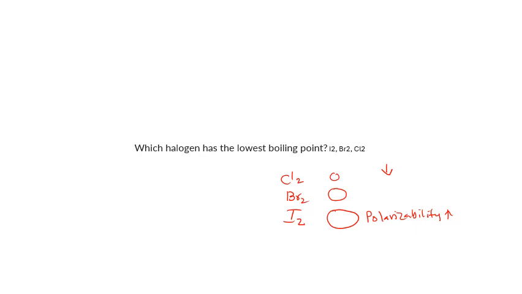When there is more polarizability, one side becomes negative and the other side becomes positive, and the temporary dipole generated will result in a higher LDF, stronger IMF. So it will have a higher boiling point. Compared to chlorine, the boiling point will be less in this case because of less polarizability. And bromine will be in between. So the lowest will be for chlorine and the highest boiling point will be for iodine.